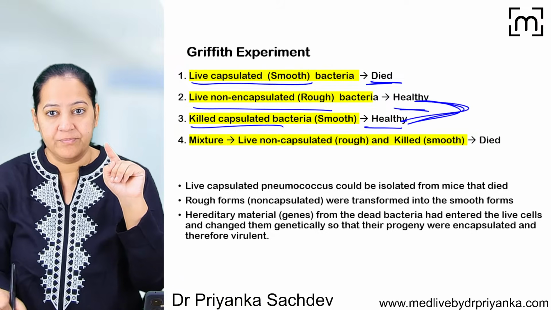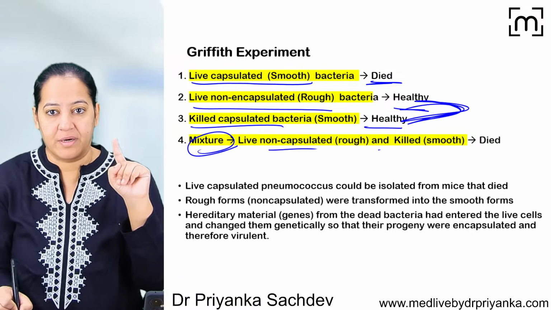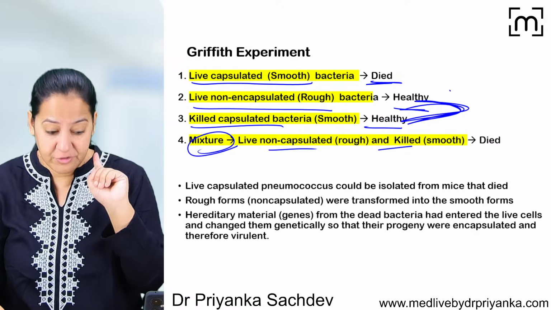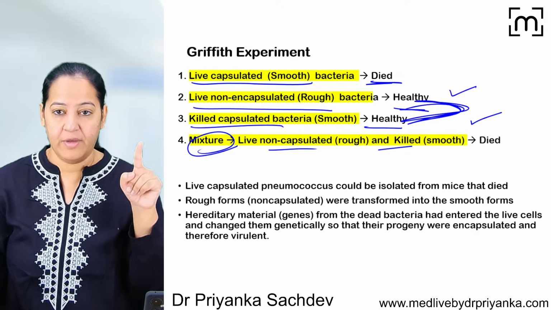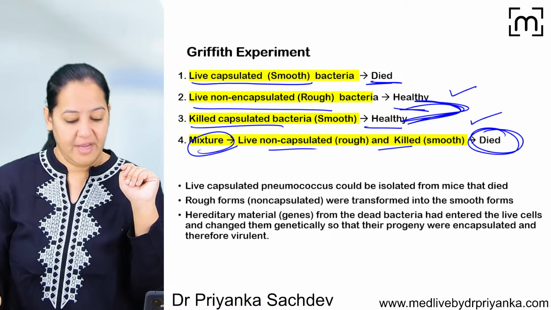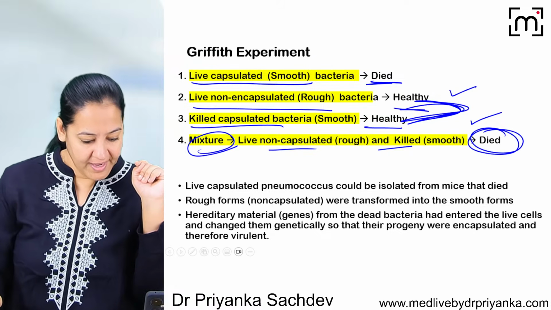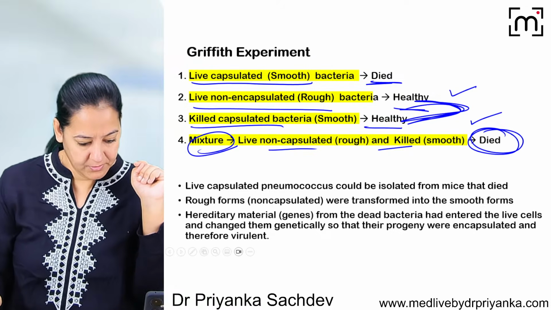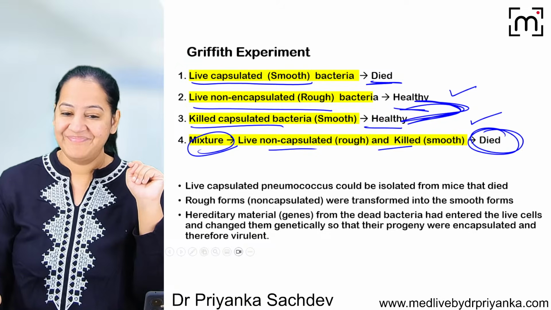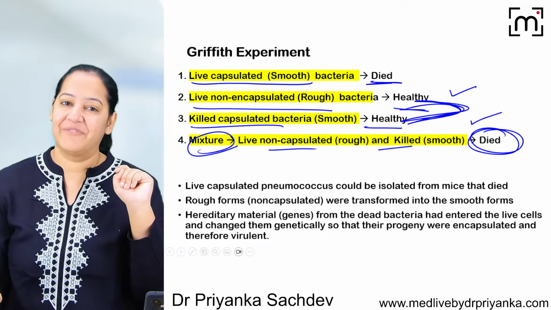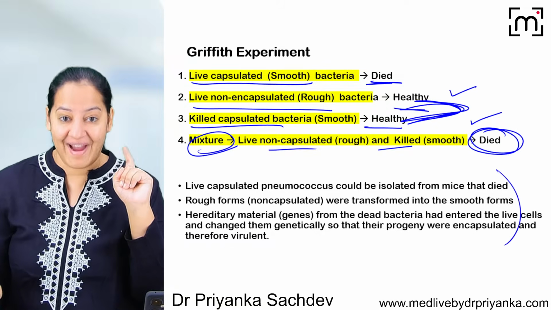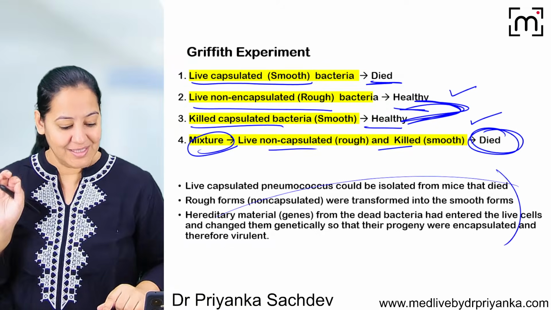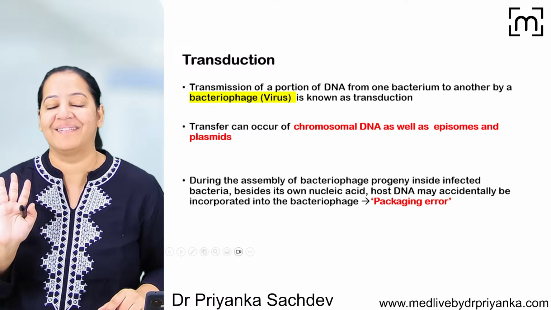You are combining the two, second and third. You are using a mixture. But this mice should be healthy because individually this is healthy. This is healthy. But here the mice is dead. If you are using the combination, the mice is dead. Can we go ahead? So this is Griffith Experiment. You can understand why it is dead and you have to explain it. So this is transformation.